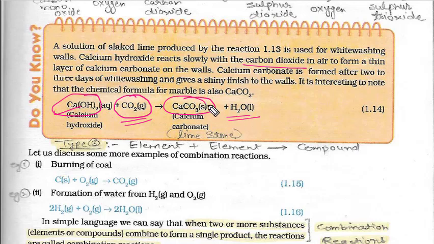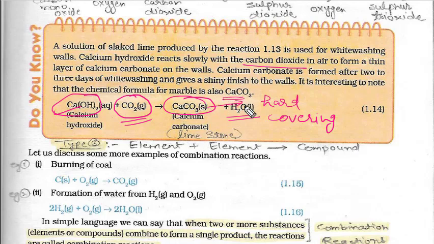The calcium carbonate is actually your hard covering on the walls, which is whitewash. Calcium carbonate is formed after 2 or 3 days of whitewash and gives a shiny finish to the walls. It is interesting to note that the chemical formula of marble is also calcium carbonate.